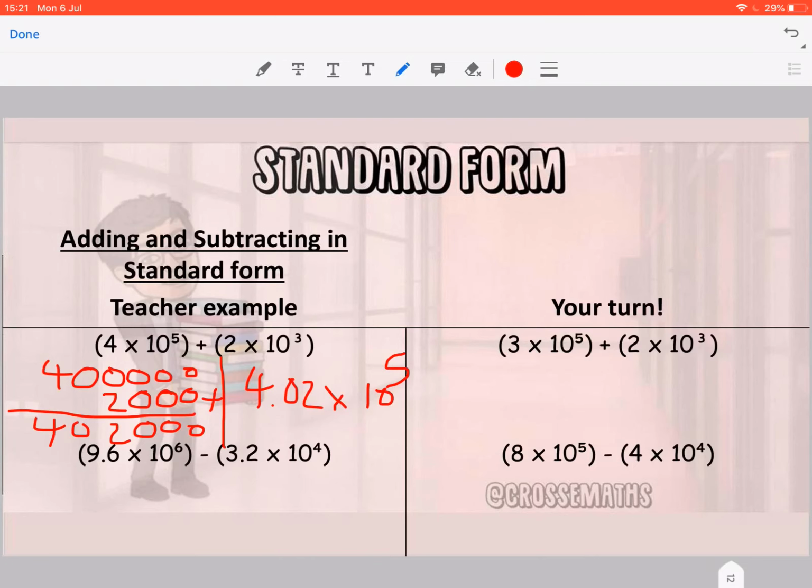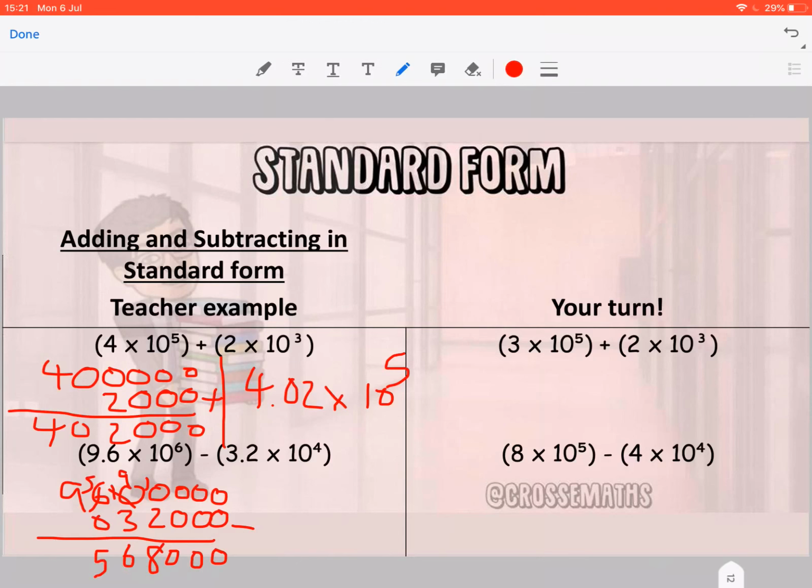Okay, so it's going to be 4.02 times 10 to the power of 5. Same thing if you take away. Okay, I got 9.6 times 10 to the 6 is 9, 6 and 5 zeros. And 3.2 times 10 to the 4. I got 3, 2 and 3 zeros. Take those away from each other. 0 take away 2, I can't do it, so I've got to do a lot of borrowing. 10 take away 2 is 8, 9 take away 3 is 6, 5 take away nothing is 5, 9 take away nothing is 9. So if I'm putting that back into standard form now, my decimal point is going to go between the 9 and the 5. So I've got 9.568 times 10, all to the power of 2.